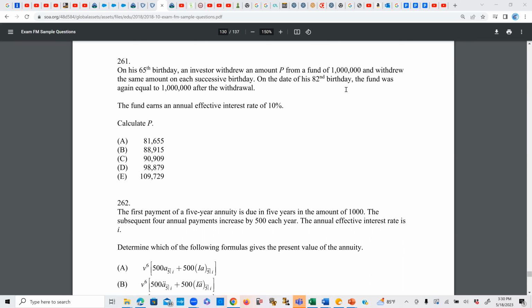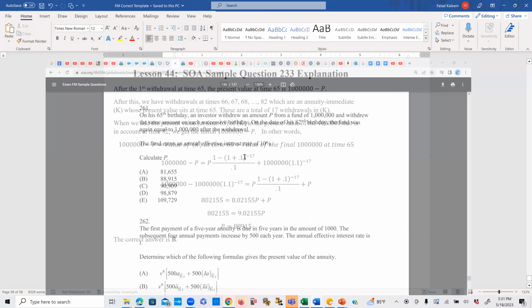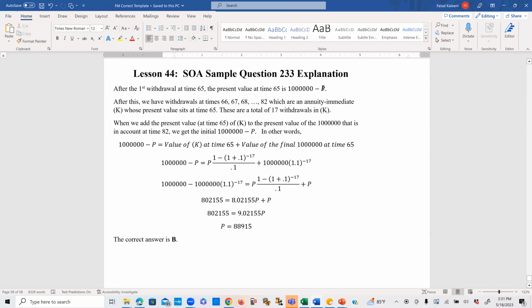So the thing here is that initially the fund had a million on the 65th birthday, but he immediately withdrew an amount P. So therefore, at time 65, what he eventually has is a million minus P. Let's consider time 65 as the present time at which we will collect everything. So the present value at time 65 of his fund is a million minus P.